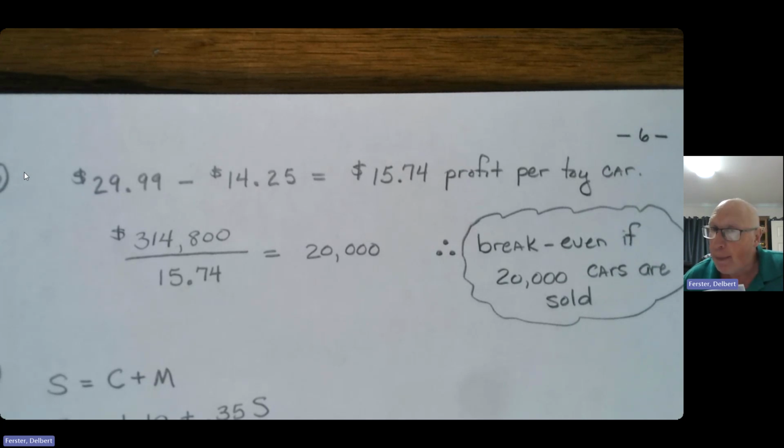Should they sell one more car than 20,000, they will make a profit. If they sell fewer than 20,000, they do not offset their costs, and they would be operating their business at a loss. So that, my friends, wraps our look at the problems from Unit 4.